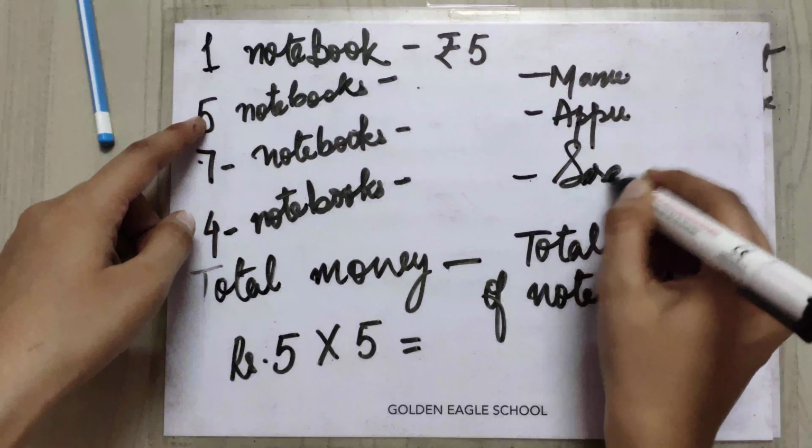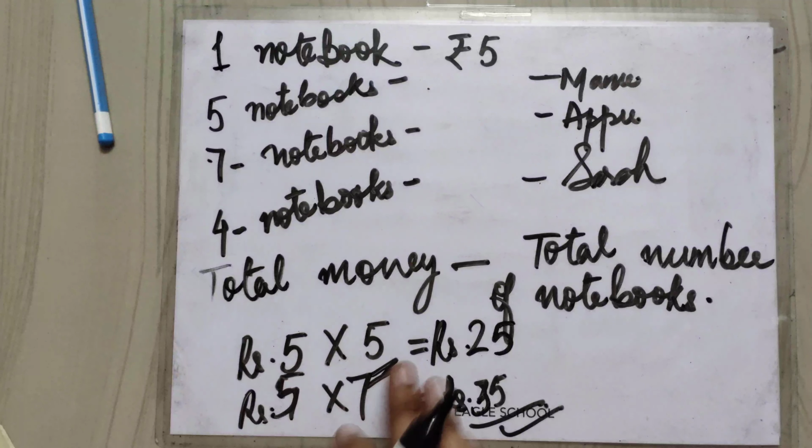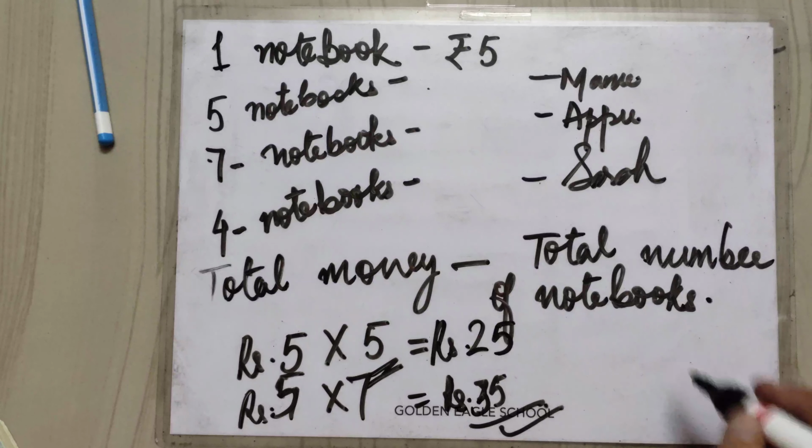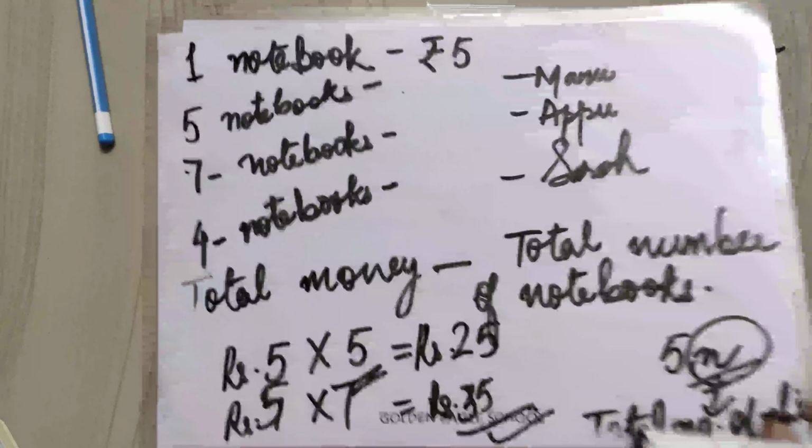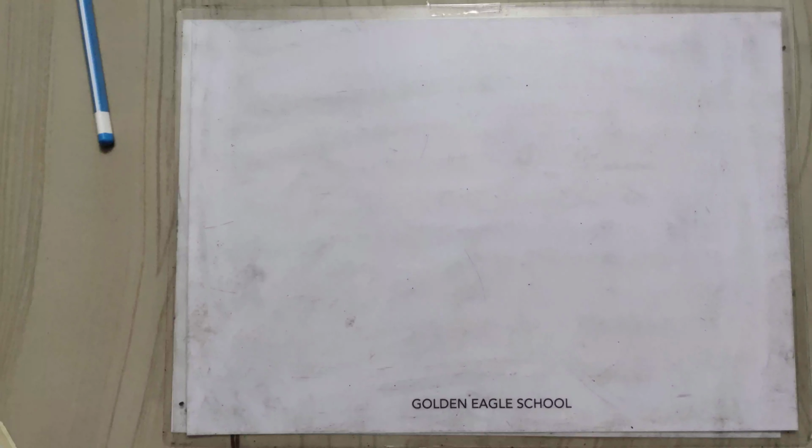So here we have found out the cost for different numbers of notebooks. We can say the cost will be found by 5 multiplied by n, where n is the total number of notebooks. So the total number of notebooks is n in this question. So this was the use of algebra and variables.